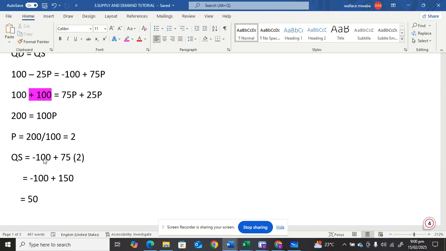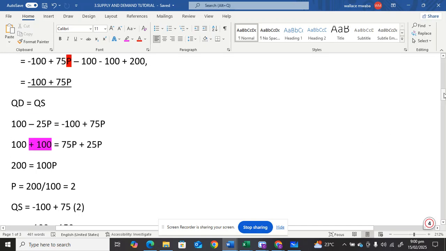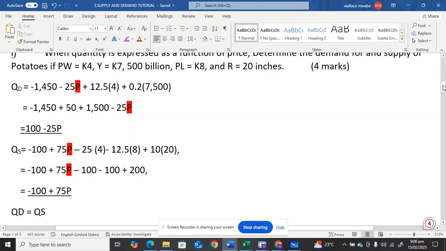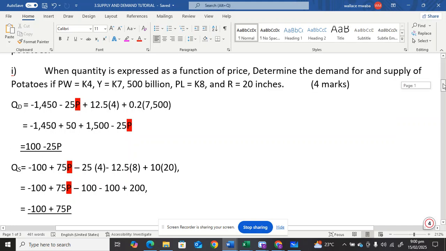Because the question told us that the quantity is in millions of medas. All right. So this is equilibrium. So also that would be the quantity demanded, 50 million medas of potatoes. Any questions?